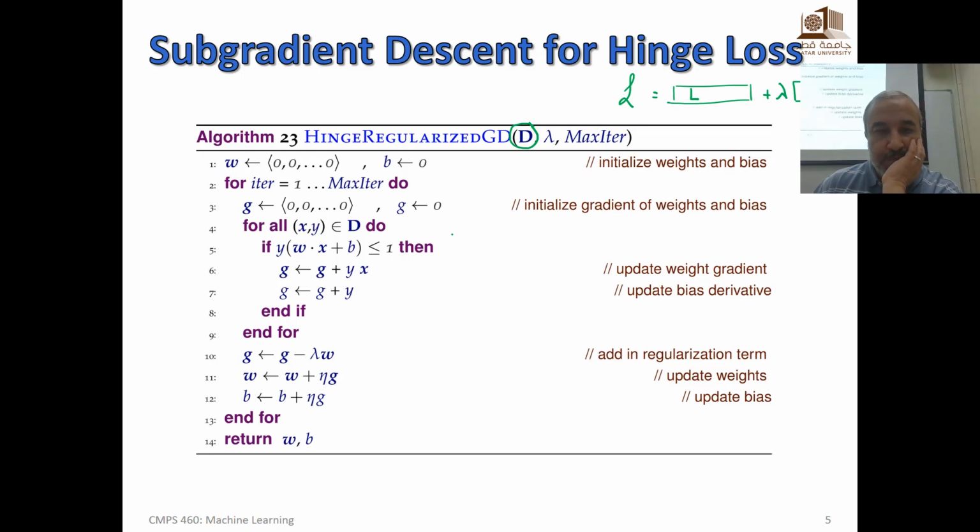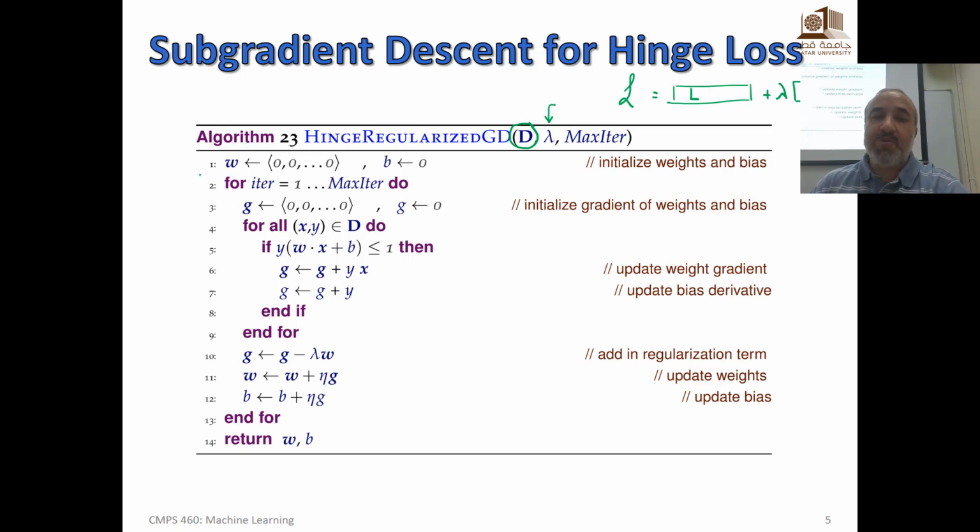So lambda is a parameter here, and then the max iteration here is indicating how many times we'll go through the training data. Okay. Let's go through this algorithm and make sure that we understand what it is doing.